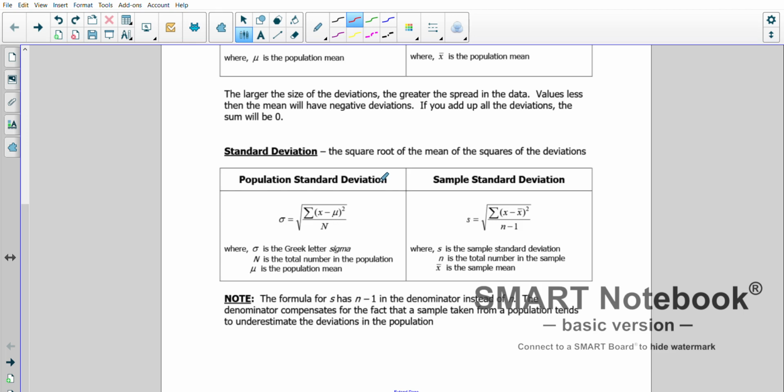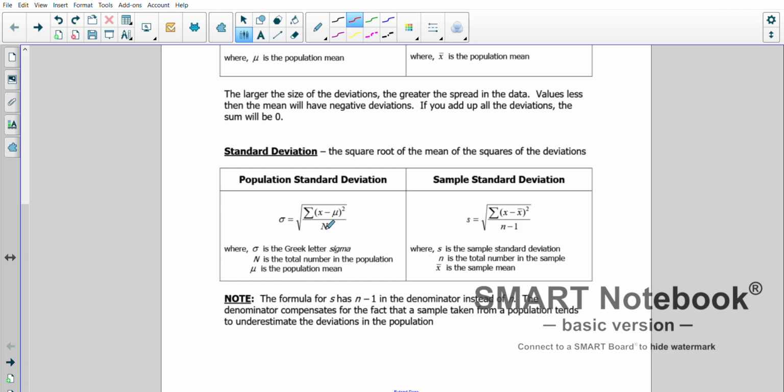And then you see these two intimidating looking formulas. If you're doing a population, so if your data set is from an entire population, you would use this one. They're the exact same formula. It's just a different notation. When you're doing the population, you're using sigma, the Greek letter sigma, as opposed to if you're using a sample, you just use a small s.